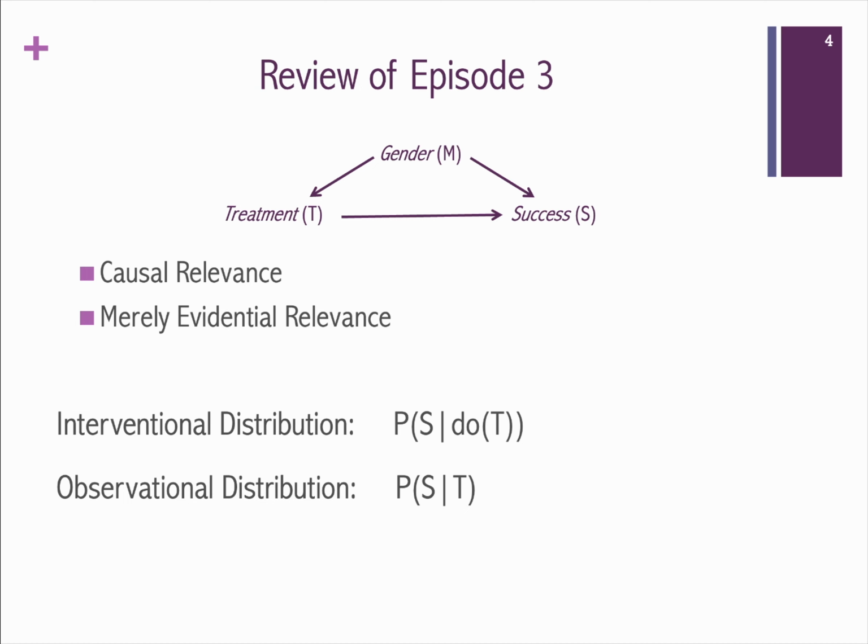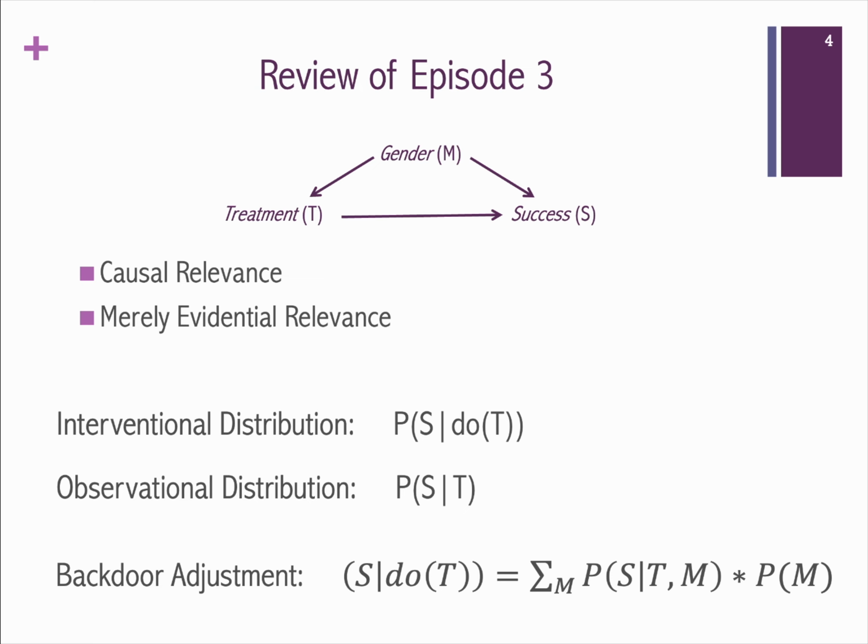Fortunately, even when one does not intervene, one can infer the effect of T on S by adjusting for M using this equation, which I'll unpack on the next slide. This equation allows you to identify the effect of intervening without actually intervening. Crucially, whether one can identify an effect depends on the details of one's causal model. For further information, check out episode 3.